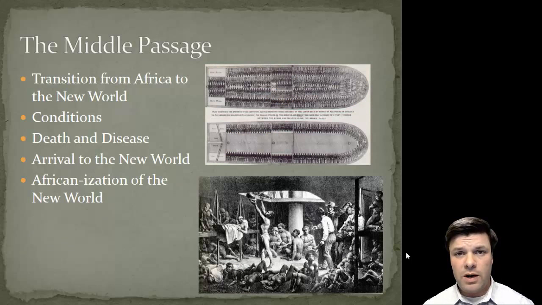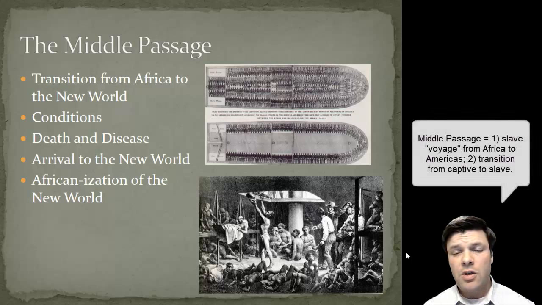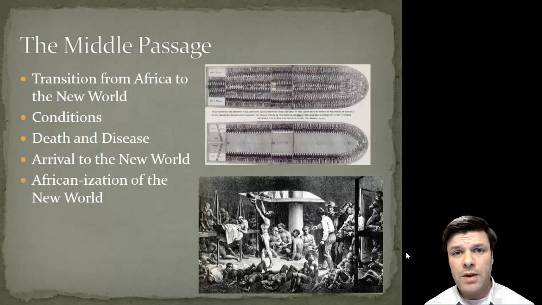Before we go any further, I want to talk about the process in which slaves became slaves. This process is what historians refer to as the Middle Passage. There's really two primary things that I need you to write down here when it comes to the Middle Passage. The first is that it was literally the boat ride that people took from Africa to the New World. It was the voyage, if you will.